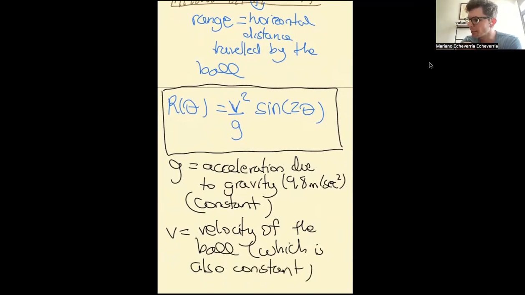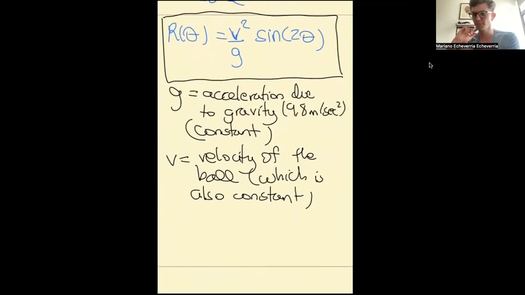So this only depends on theta. These two are not variables, they're constants. It's just that I'm choosing not to write explicitly the numbers for these constants, because then the formula looks less elegant than it does now. So a classical optimization problem would be to determine the angle theta that gives you the maximum range.